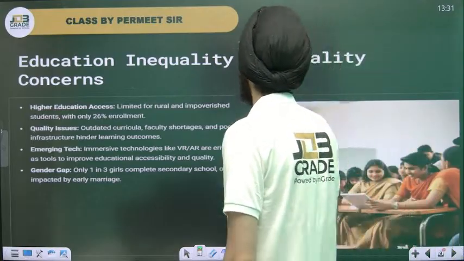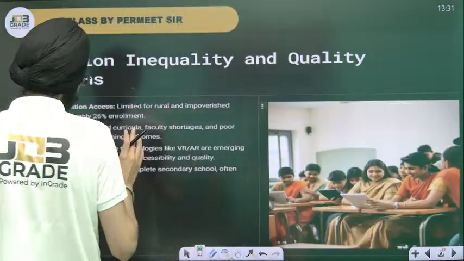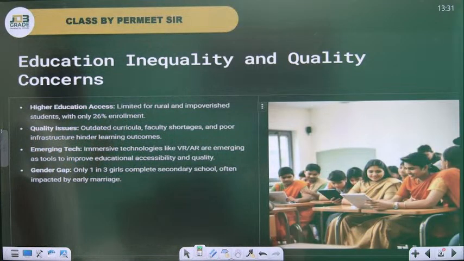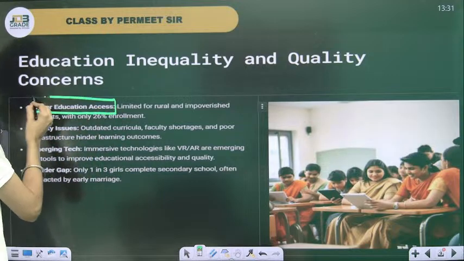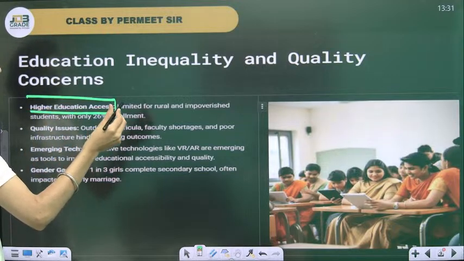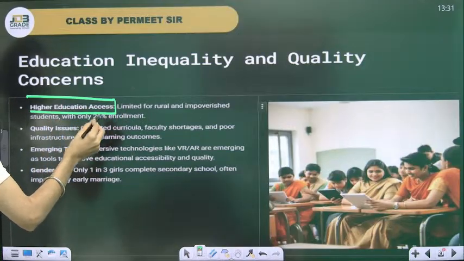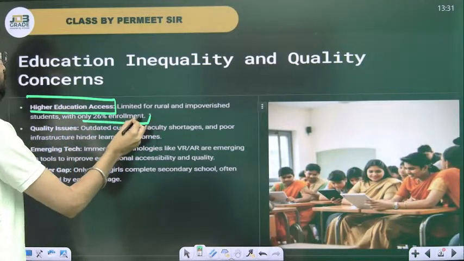Now, education inequality and quality concerns. Again, we have touched this topic out there. Let's begin this. Higher education access: limited for rural and impoverished students with only 26% enrollment.